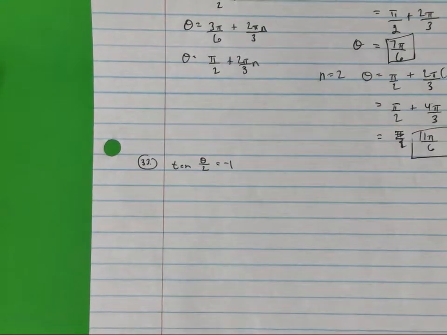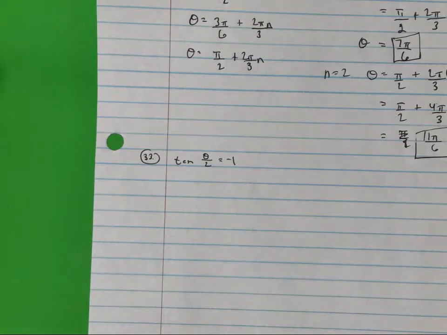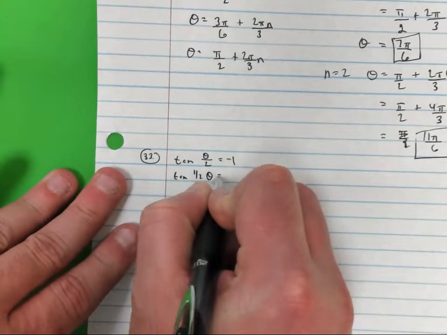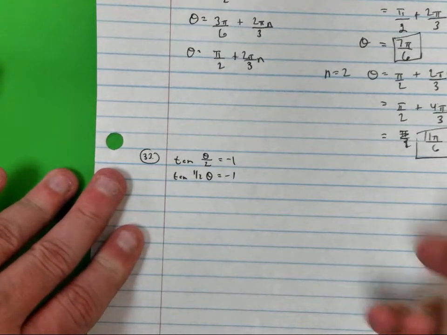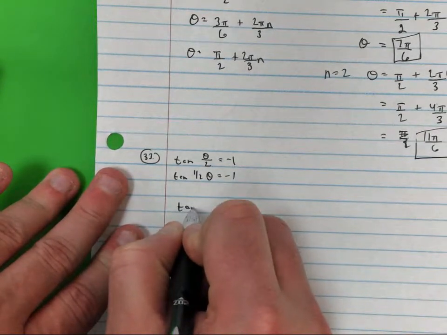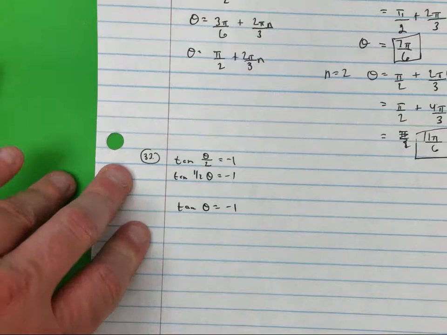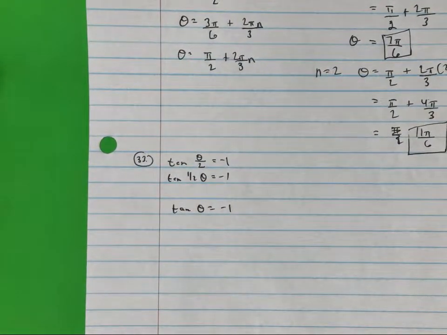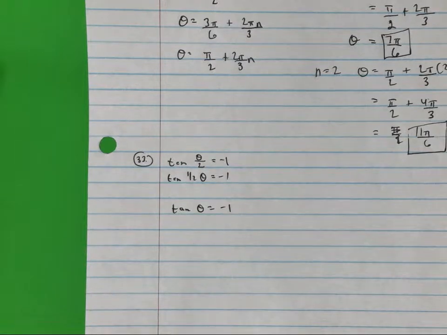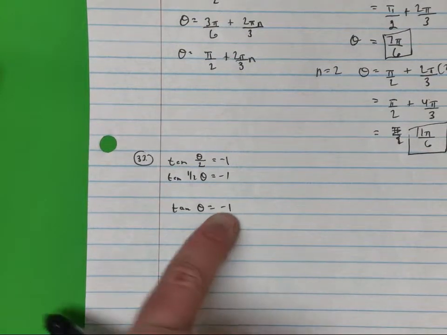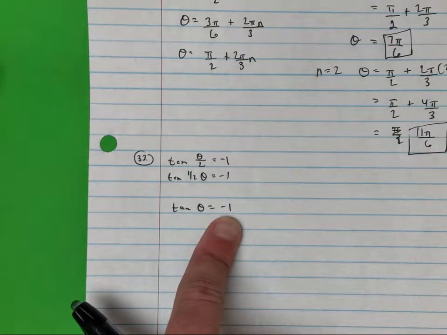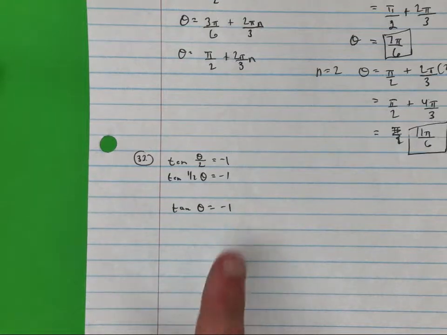Alright, let's look at the next one. We're going to rewrite that as tangent 1/2 theta equals negative 1. We're going to start off ignoring that 1/2. Tangent of theta equals negative 1. Now, we have to think, where does it give you a negative 1 tangent? That's y divided by x. That is not one of the major points. That's one of your reference angles, right? It's pi over 4.